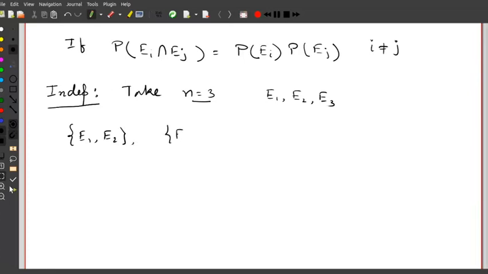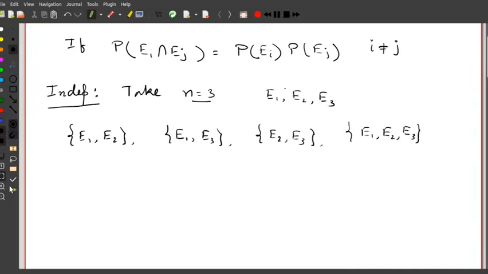I can take subcollection E1, E2, E3, and finally E1, E2, E3. Okay, these four subcollections are possible in this case.